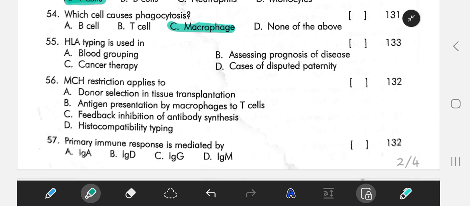Question number 55. HLA typing is used in option A. Blood grouping, B. Assessing prognosis of disease, C. Cancer therapy, D. Cases of disputed paternity. Answer will be D. Cases of disputed paternity.